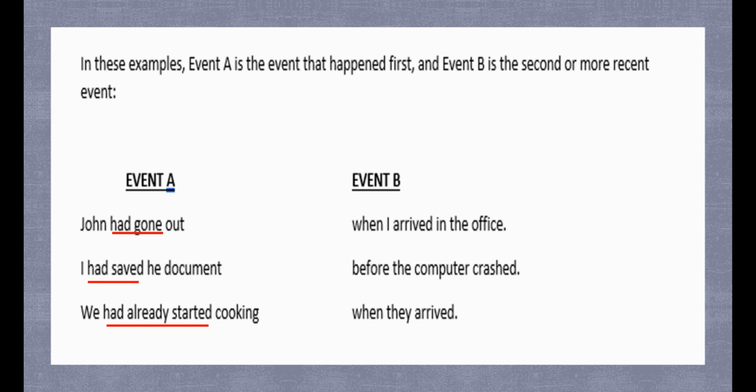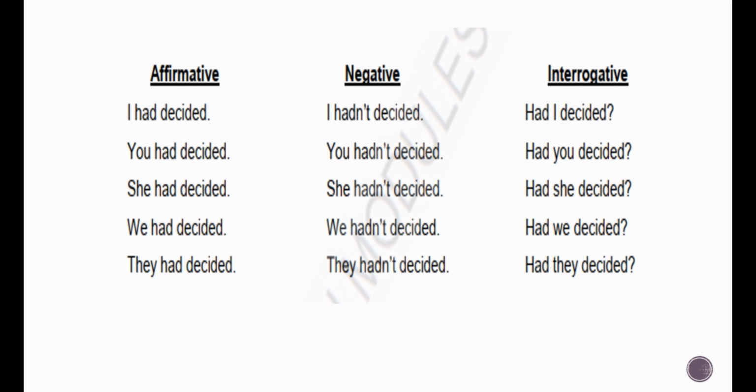If you notice, for the first event, they all have the past perfect tense, while the second event uses the past tense of a verb. Here are more examples of the past perfect tense in the affirmative, negative, interrogative.